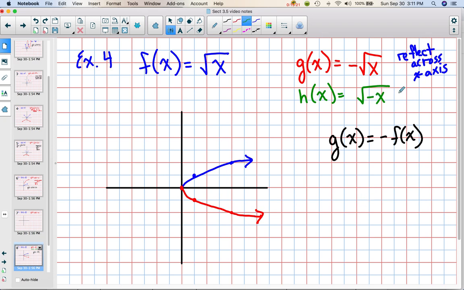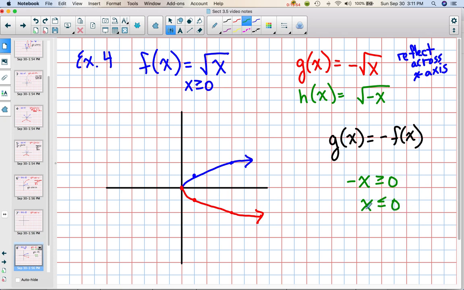So now let's think about what this means. First of all, my domain, if you look at my domain for f of x, remember that we know that x has to be greater than or equal to 0. So what does that imply here? Well, if negative x has to be greater than or equal to 0, because that's what's underneath the radical, then if you multiply both sides by -1, you get x is less than, because we flip the inequality, or equal to 0, it's still going to be a 0.